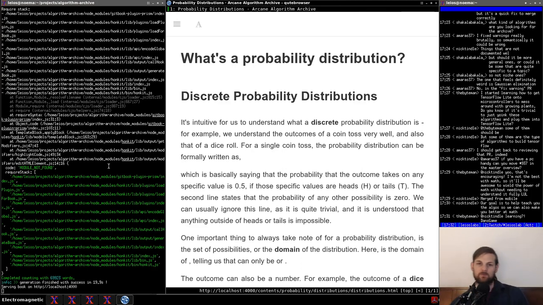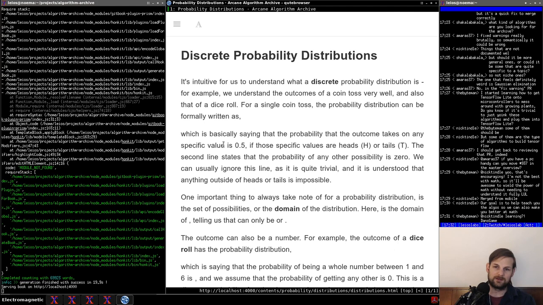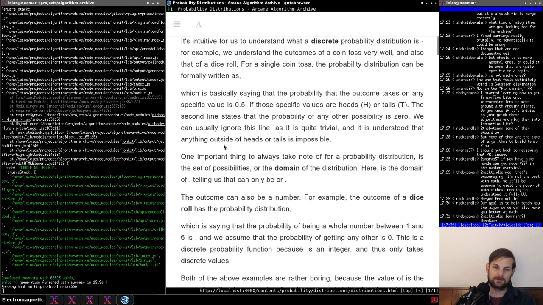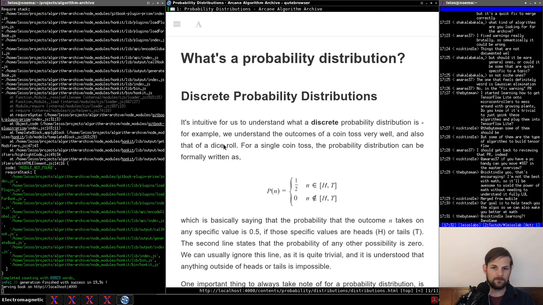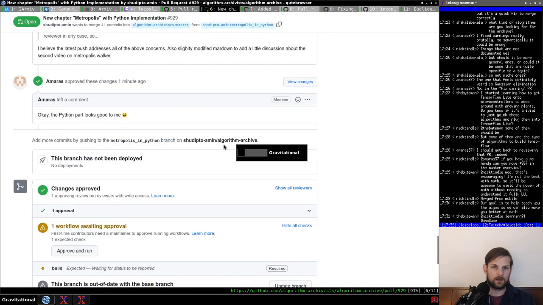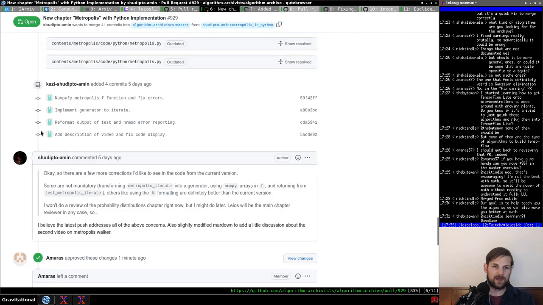Okay, let's keep going. So what's a probability distribution? Discrete probability distributions. It's intuitive for us to understand what a discrete probability distribution is. For example, we understand the outcomes of a coin toss very well, and also that of a dice roll. For a single coin toss, a probability distribution can be formally written as... Right, so we need the little math thing. That's fine. Right, so I need to add that.